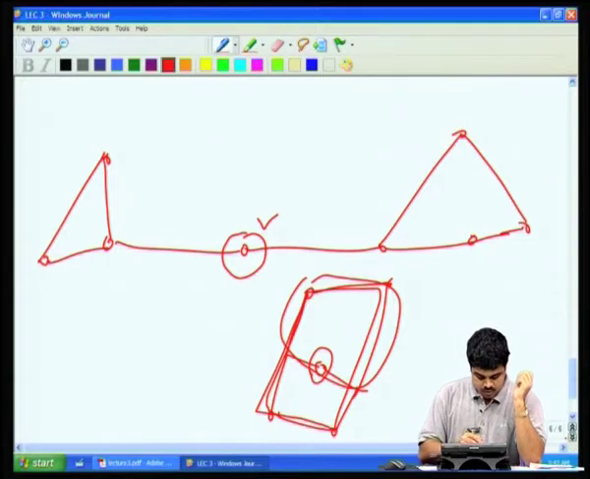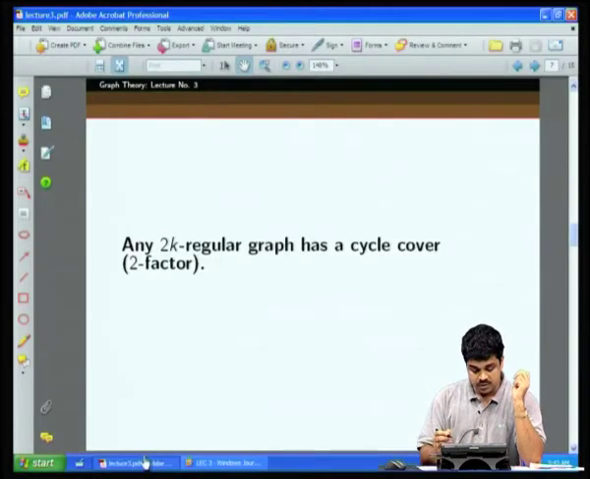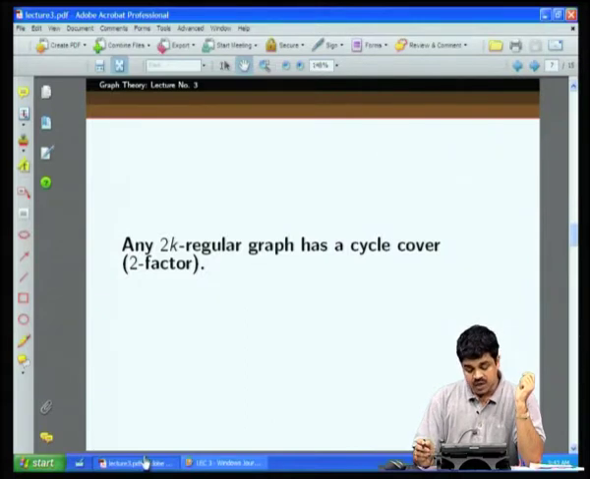Now, the statement says, if you give me any 2k regular graph, that means it is a regular graph, but the degree of each vertex is an even number, 2k regular, not 0, that means 2k has to be at least 2, it always has a cycle cover. That is what this statement says.